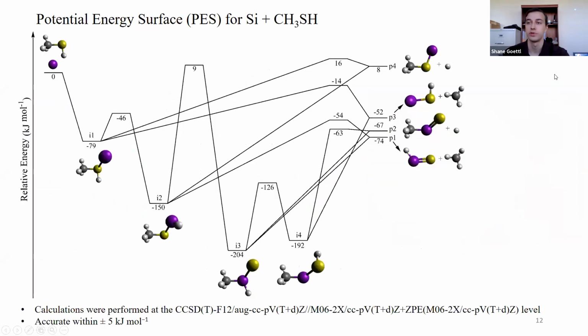Our laboratory experiments were coupled with electronic structure calculations as well. And so here we have the computed triplet potential energy surface with a collision energy of 12.8 kilojoules per mole. Products P1 through P4 could be formed. However, as I showed in the previous slide, our experiments show the formation of at least product P1, the HSAS radical.